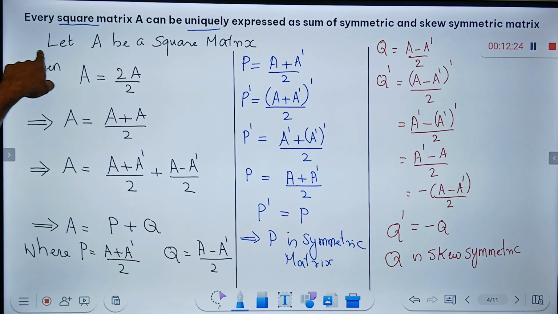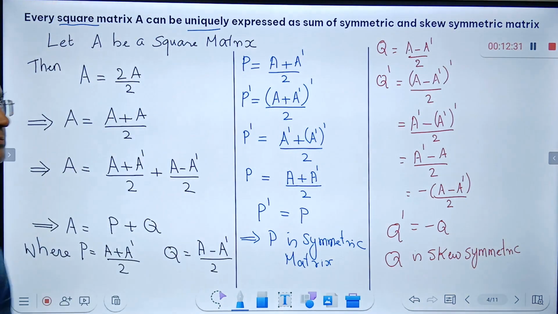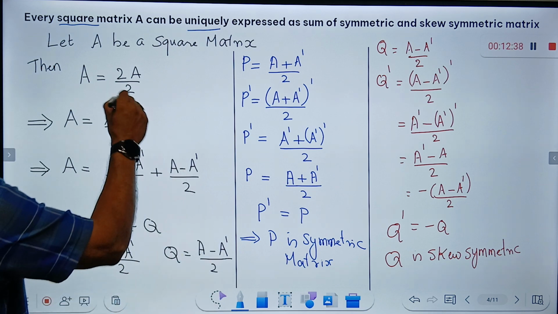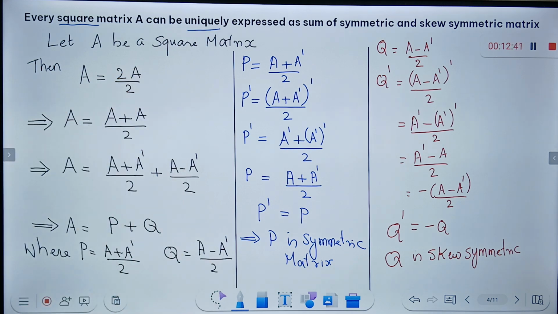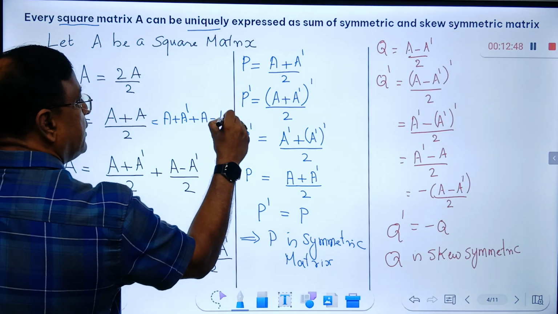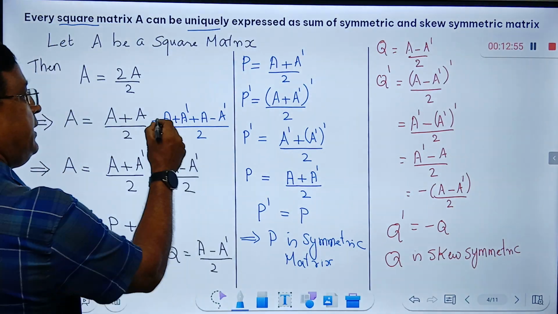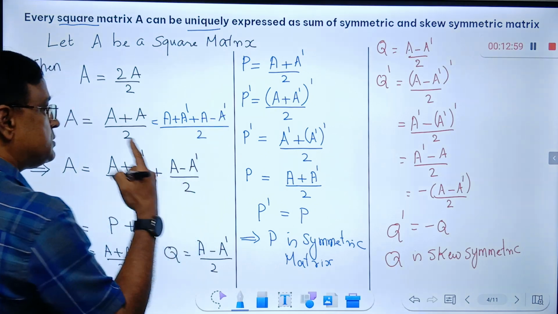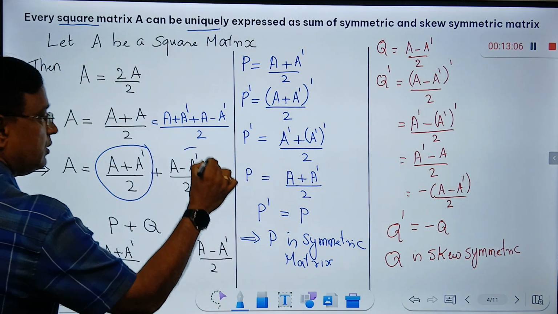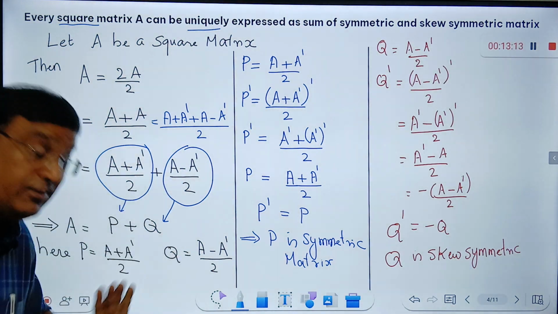So let us see. Now, let me take a matrix. I have already written it so that we can save time. I have taken matrix A, which is a square matrix. Now, what I do, I write A as 2A by 2. Obviously, multiply and divide by 2. Now, what do you do? Write 2A as A plus A. Now, the next step is you add A transpose and you subtract A transpose. Then you split this. So you get A plus A transpose by 2, A minus A transpose by 2. Then I call this matrix P and I call this matrix Q, and I have written here very clearly.